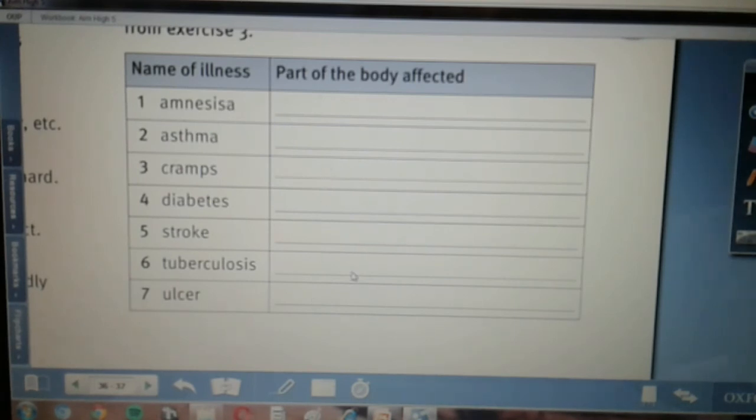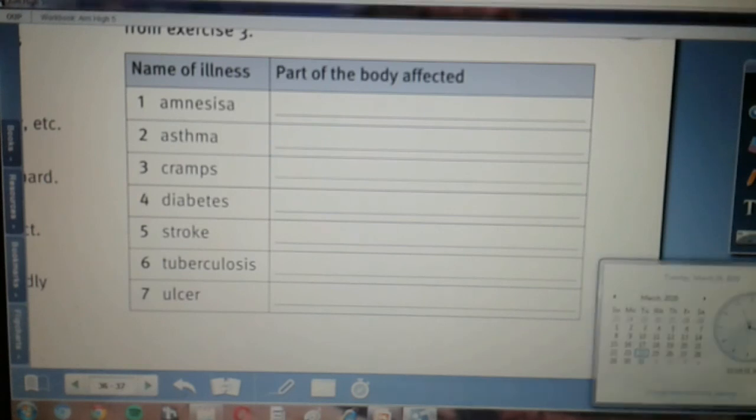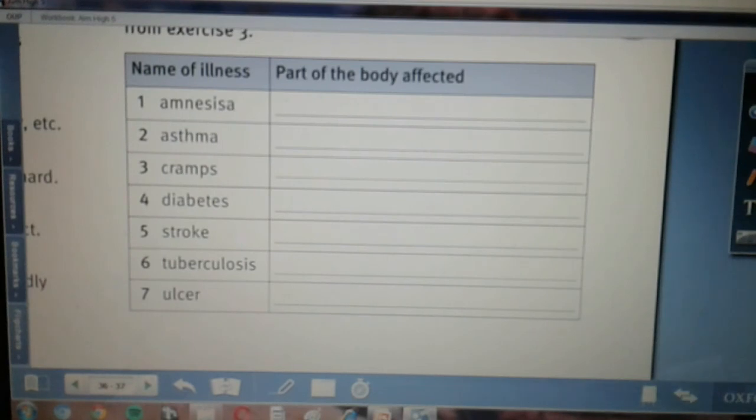Okay, that's all for today. Please write down your answers on your student book and on your workbook. After that, capture the images of your answers and send them to our WhatsApp group. Okay? The deadline of your task will be on Thursday, March 26th, 2020.